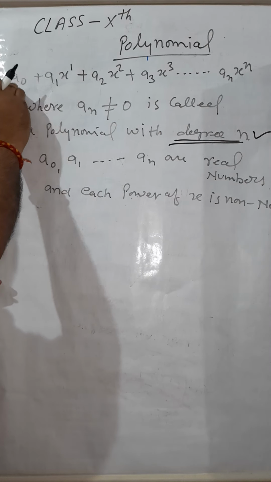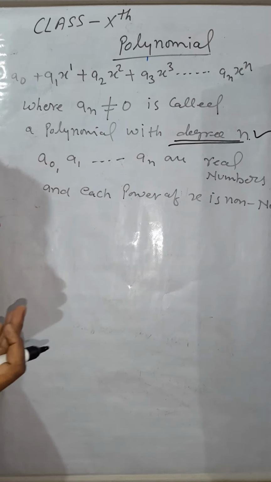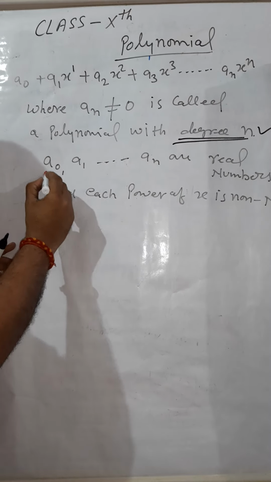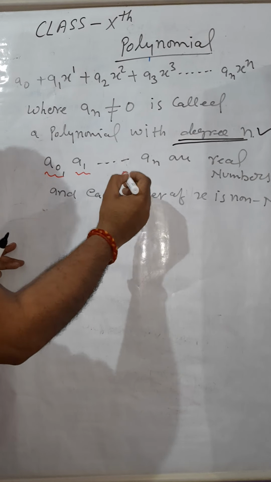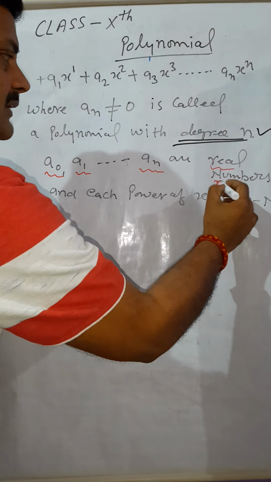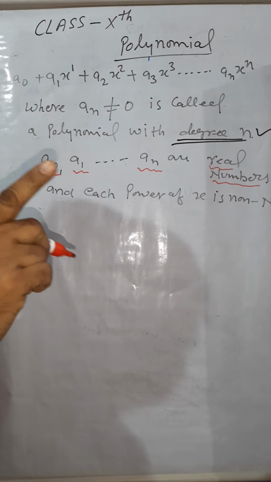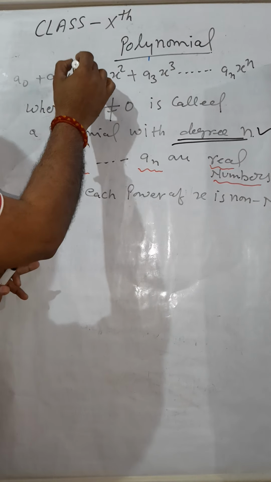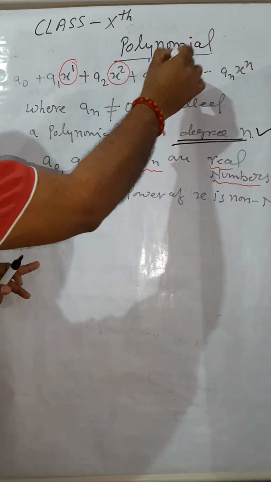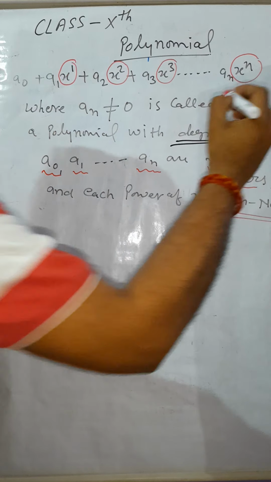What are these things? a0, a1, a2, a3, an. What are these things? So a0, a1 and so on, an are real numbers. And since this is a polynomial, this is a very important condition here: the power of the variable in each term must be a non-negative integer.